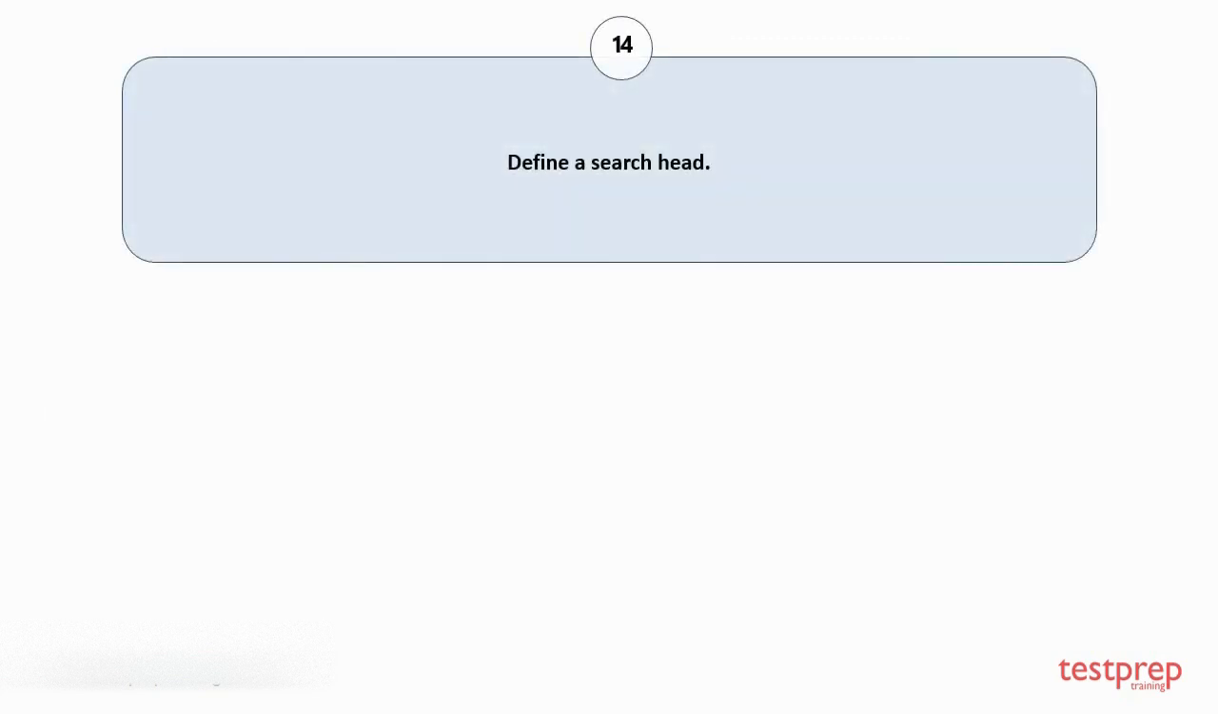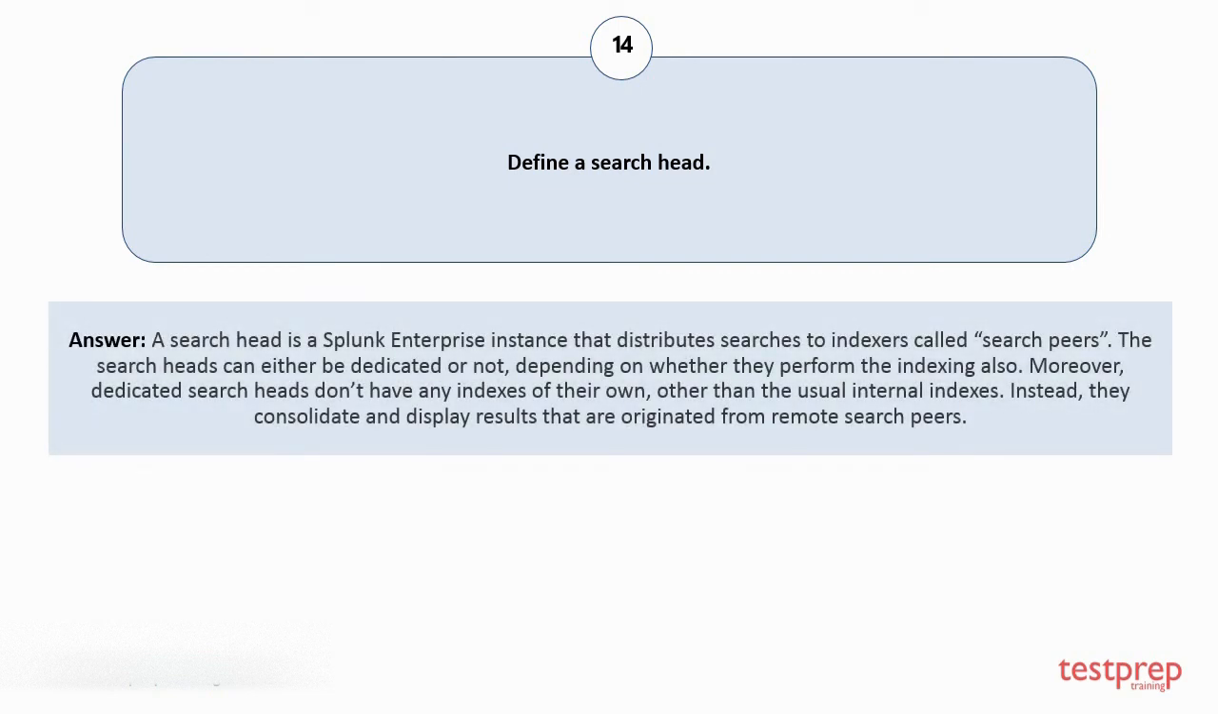Question number 14, define a search head. Your answer is a search head is a Splunk Enterprise instance that distributes searches to indexers called search peers. The search heads can either be dedicated or not, depending on whether they perform the indexing also. Moreover, dedicated search heads don't have any indexes of their own, other than the usual internal indexes. Instead, they consolidate and display results that originate from remote search peers.